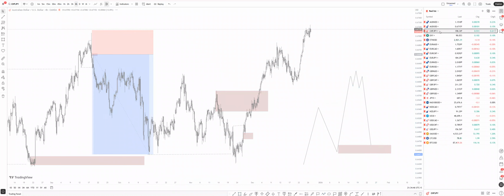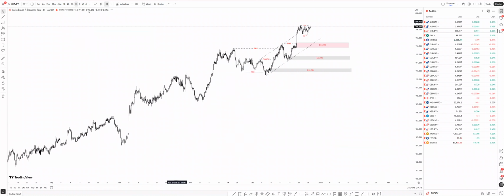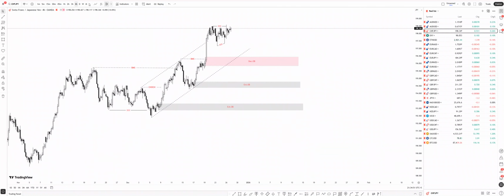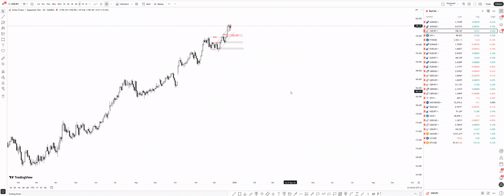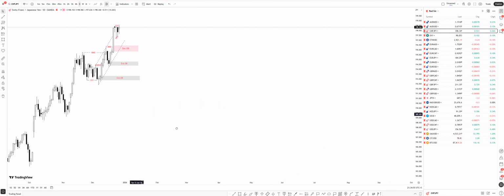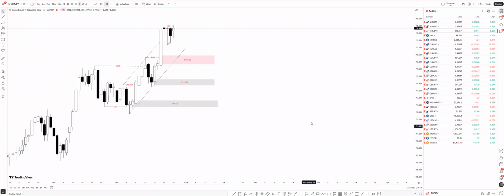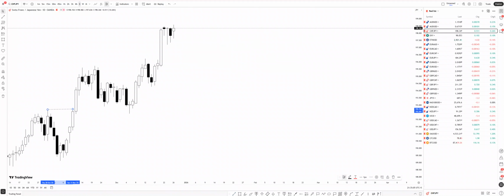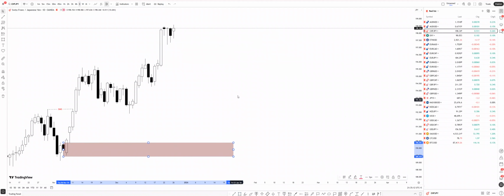Let's see the other pair, CHF JPY. On CHF JPY we go to the daily time frame and see how the market will move. Now you can see that you have a daily order block, a daily break of structure, and we have an order block on this area. And now we will look for a sell entry.